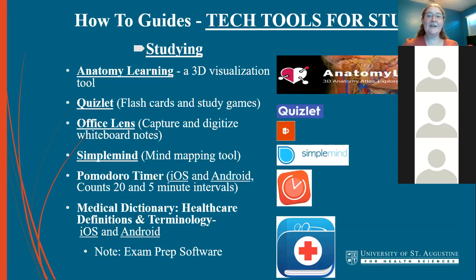All right, studying. So we have so many things. I didn't even go over half of the stuff that we have access to. But for studying, I include all the links for these. Anatomy and Learning is a 3D visualization tool. We have other stuff on the website, I'll go over that later, but this is one of the 3D guides that we have. We have a lot of them.